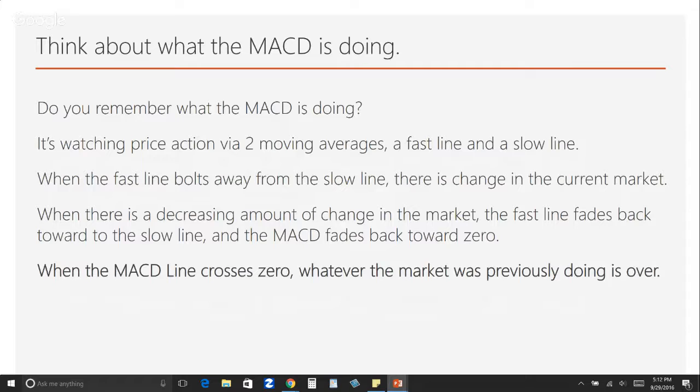So what I'm trying to say here is when the MACD line crosses zero, whatever was previously happening, whatever the market was previously doing, is over. Excellent, excellent information to easily capture from an indicator that is freely available and sits right in the bottom of your charts.